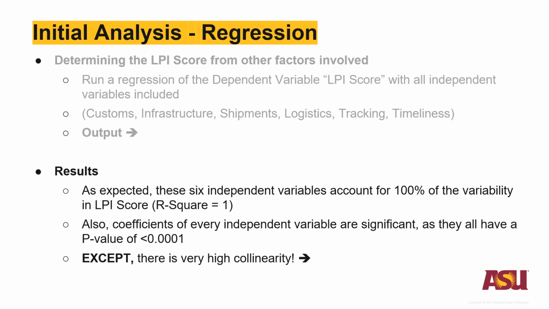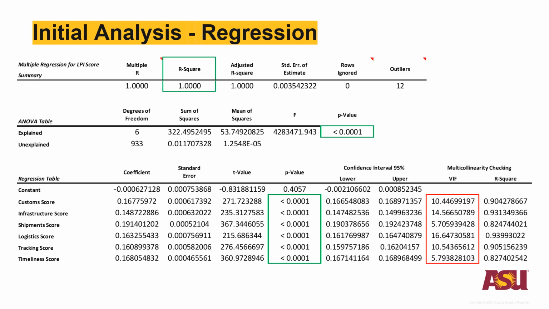However, the issue with including all 6 variables in the regression analysis yields high to very high collinearity for each variable. Taking another look at the regression result, we can see that each independent variable's collinearity was between 5 and 17. Anything over 5 is considered high.